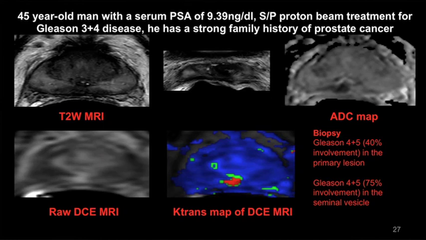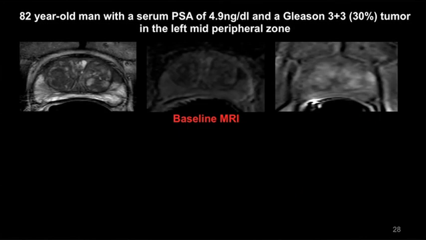So we found Gleason 4+5 disease in the primary lesion here, and we also found Gleason 4+5 disease in the seminal vesicle invasion. So this patient directly underwent surgery considering his age. So we helped him in the setup of post-treatment. And this is my final case example.